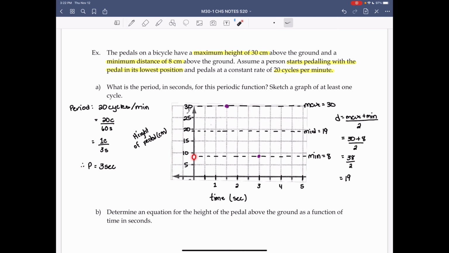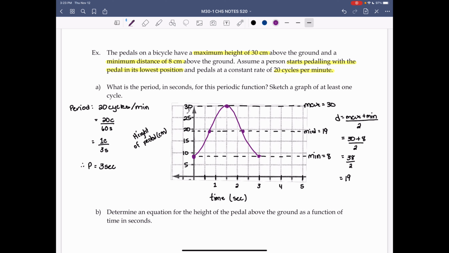Then halfway between the min and the max, the pedal will be at the midline, so right here. And again, halfway between this max and this min, the pedal will be at the midline, so right there. And we can attach these points to get our first cycle. Then we could continue our graph.